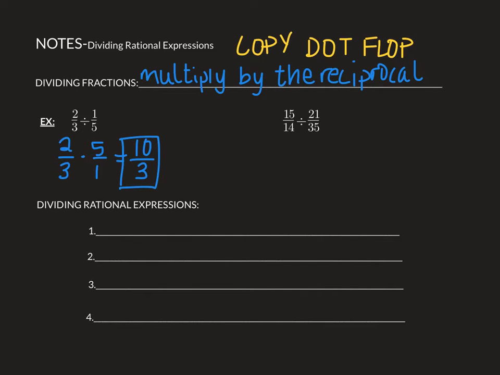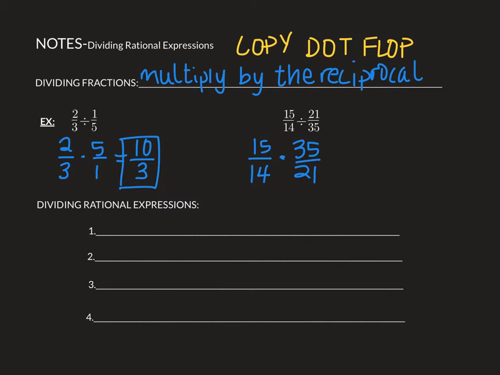If I go and multiply by the reciprocal here, I get 15/14 times, the reciprocal would be 35/21. So I have copied my first fraction, I put a dot to represent multiplication, and I flopped my second fraction, meaning I'm multiplying by the reciprocal. Okay, what did we talk about in the last video that would be better to do rather than just multiplying these straight across? Because I don't really want to multiply 15 times 35 or 14 times 21. Remember, we can simplify each fraction.